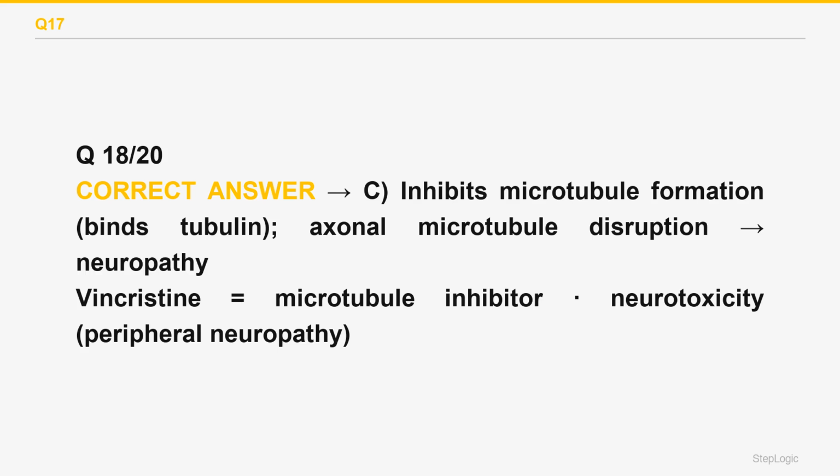Paclitaxel, by contrast, hyperstabilizes microtubules but also causes neuropathy. The tubulin-binding microtubule inhibition causing axonal disruption and peripheral neuropathy is vincristine's mechanism.